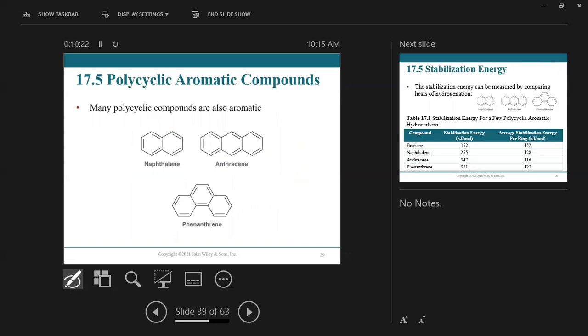As many polycyclic compounds are also aromatic, we know that that satisfies it. And you can count the other ones here, 6. This would get me to 8, 10, 14. So we satisfy it there.